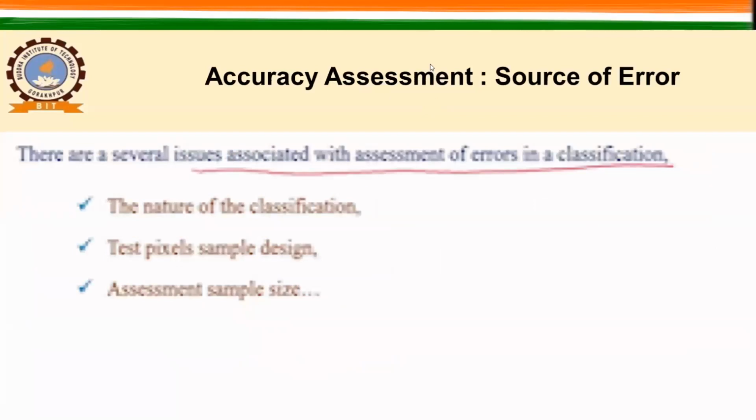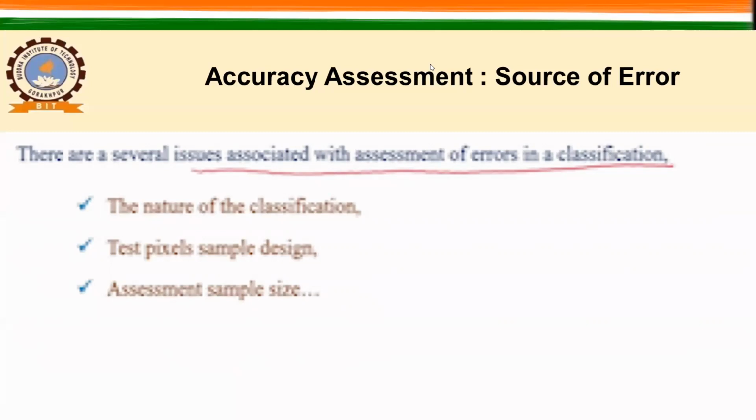There are several issues associated with the assessment of the error in classification. So the first one is the nature of the classification, second one is the test pixel sample design, right, and the third one is the assessment sample size. So here the first one indicates the nature of the classification. Which algorithm you are using, depending on that you will have accuracy.